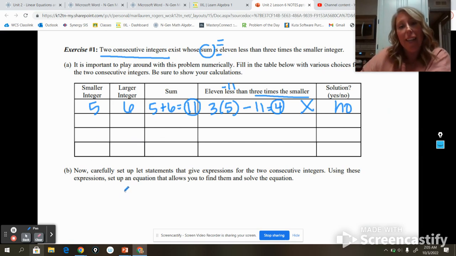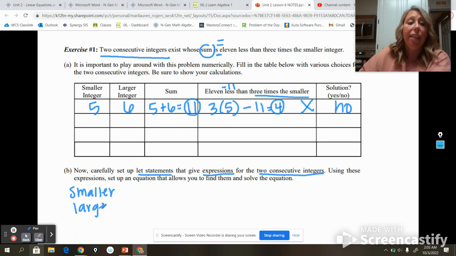But if you haven't found it yet, then you have definitely seen that setting up a table like this, while it is useful to get a really good understanding of what this phrase wants you to do, is not the most efficient way to solve a consecutive integer problem. Instead, let's go down here to part B and set up an equation using let statements and expressions for the two consecutive integers. If you watched the vocabulary video before this one, then you know that when we're dealing with consecutive integers, we have a smaller and we have a larger. In this case, we only have smaller and larger because it's only two numbers.